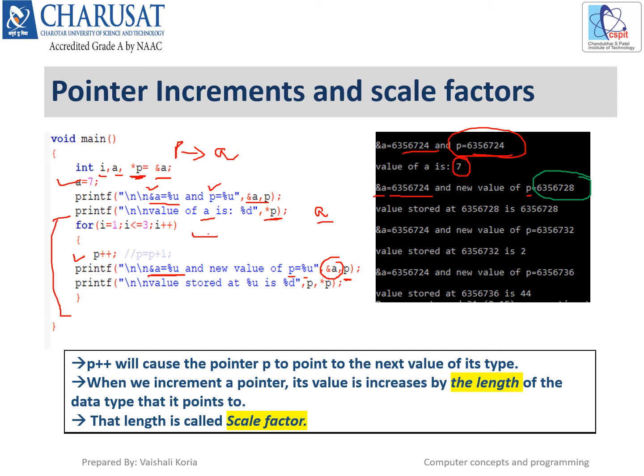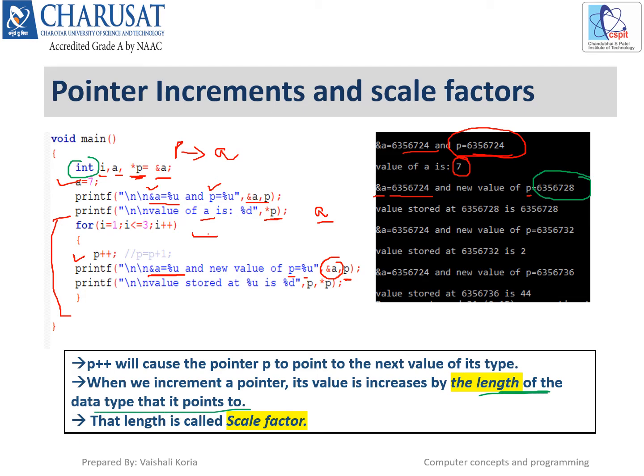So we have incremented P by 1 only, but after that increment, the new value of the pointer variable is incremented by 4. This is because in the system I am executing this program on, the integer takes 4 bytes. That's why P is incremented by 4. Why is it incremented by 4 only? Because P contains the address of an integer variable, and that's why the pointer variable will be incremented by the length of the data type that it points to.